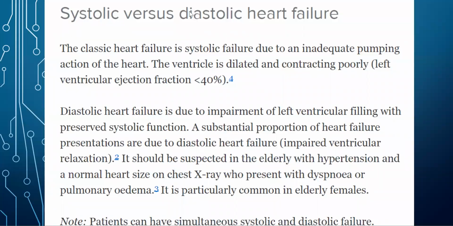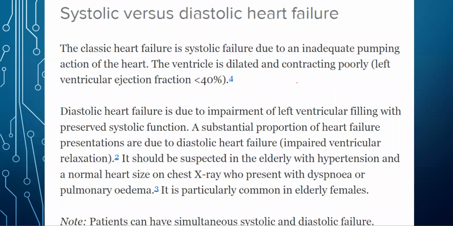So I think it should be clear by this time. You understand what is systolic heart failure and what is diastolic heart failure. The most common is systolic heart failure, because most of the time the heart has this inability to pump enough blood to the body. Because of that, the ventricle gets dilated and contracts poorly. Because the ventricle gets dilated, your apex beat can get displaced, and because the ventricle is not contracting properly, ejection fraction becomes lower than normal.